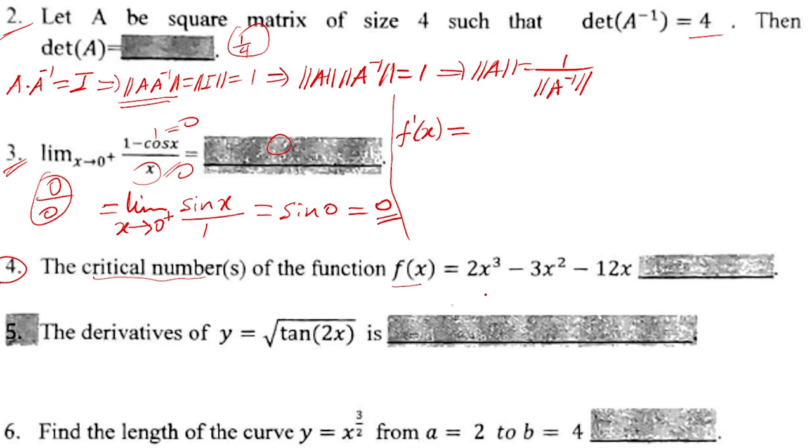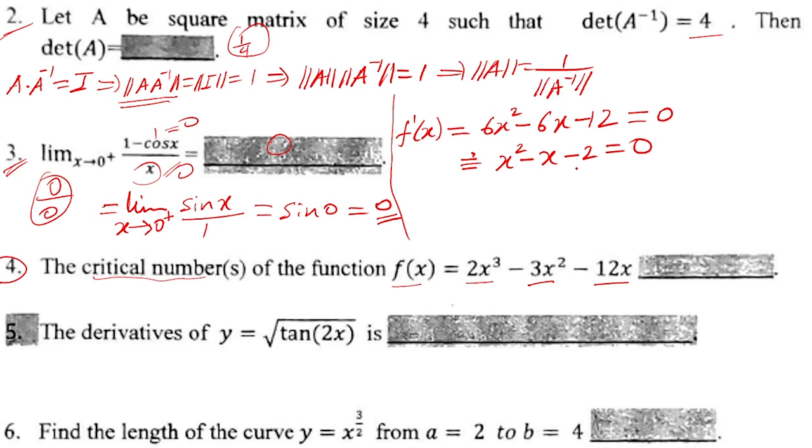f prime at x. Here, 2x cubed has derivative 6x squared, minus 3x squared gives 6x, here minus 12x minus 12. So the derivative is 0. This implies, divide both sides by 6, x squared minus x minus 2 is equal to 0.